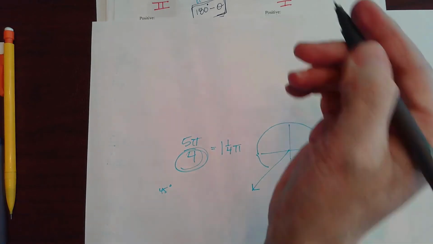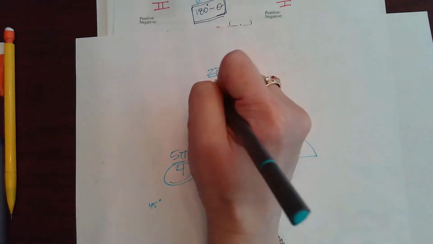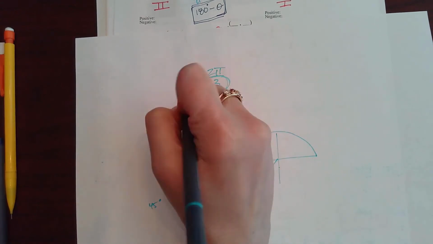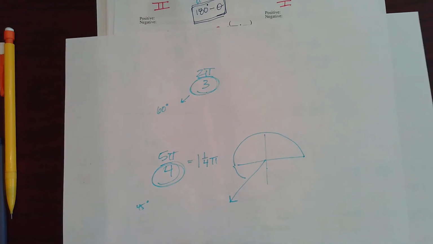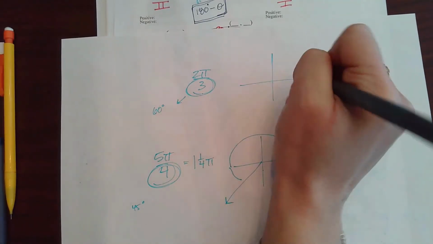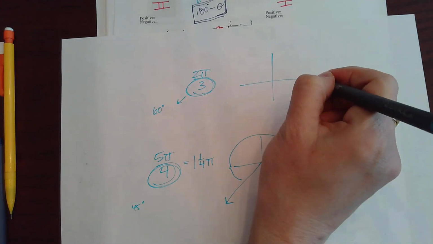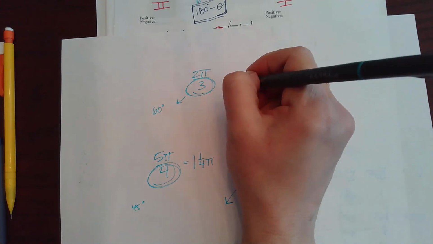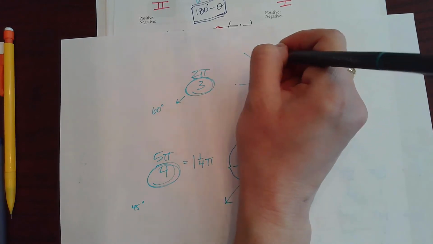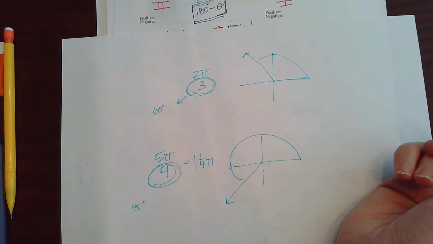Let's do another one. What if I did 2 pi over 3? Again, do you recognize that with a denominator of 3, that means we're talking about a 60-degree angle? 2 pi over 3, 2/3 of a pi. That's less than 1 pi. Here's half a pi. Here's a whole pi. So 2/3 of a pi would land you in quadrant 2.